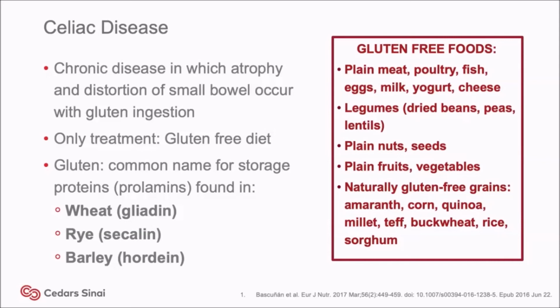Foods that are naturally gluten-free are listed on the right side of your screen and include things like plain meat, poultry, fish, eggs, milk, yogurt, and cheese. Legumes, although some studies have shown a high cross-contamination rate found in lentils, so I encourage my patients to sort lentils and rinse them before consuming or preparing their lentils. Plain nuts and seeds are naturally gluten-free, plain fruits and vegetables, and naturally gluten-free grains such as amaranth, corn, quinoa, millet, teff, buckwheat, rice, and sorghum.